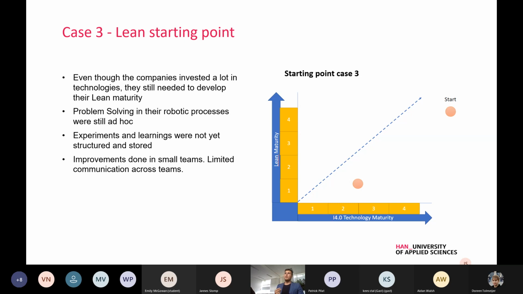He stated that the skills necessary to adopt and improve robotic systems are a bit different than the usual all-day operational processes. Actually, to be really precise, the experiments and learnings were not structured and stored within the organization.